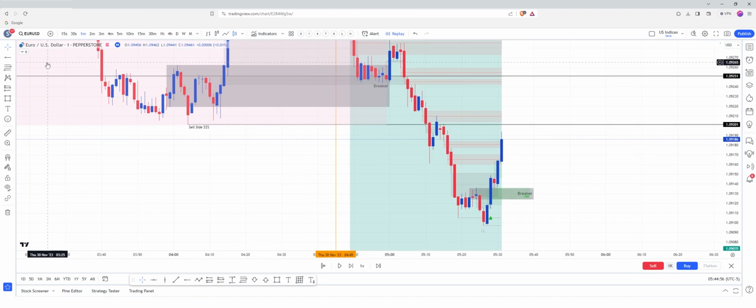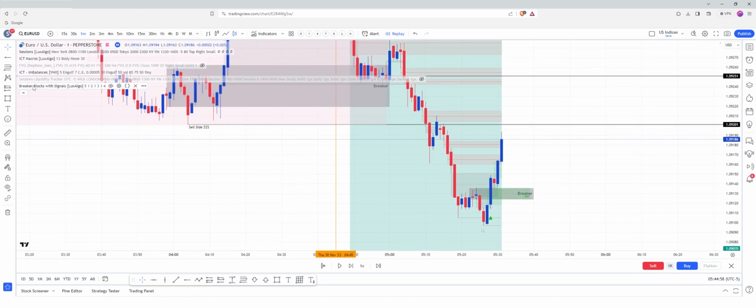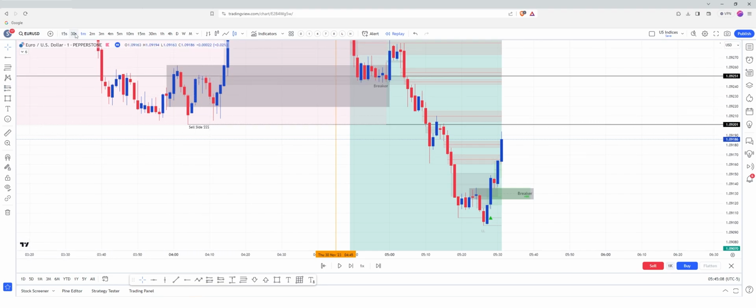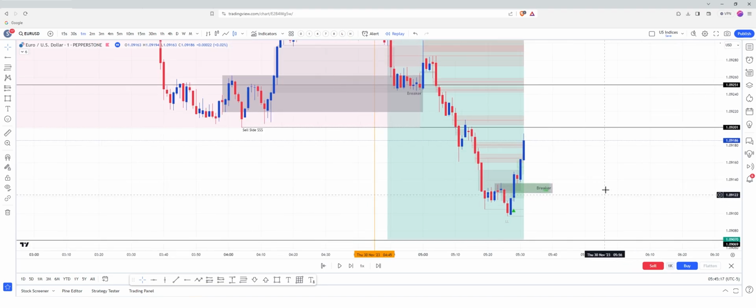So again, game changer is this indicator. Breaker blocks with signals by Lux Algo. Get it on your charts. I found it invaluable this last couple of days. I've been using it, really good. In fact, even testing it on the lower time frames, 30-second and 15-second charts as well. It seems to work perfectly, so if you're really into your lower time frame scalping, it would be worthwhile monitoring that one.